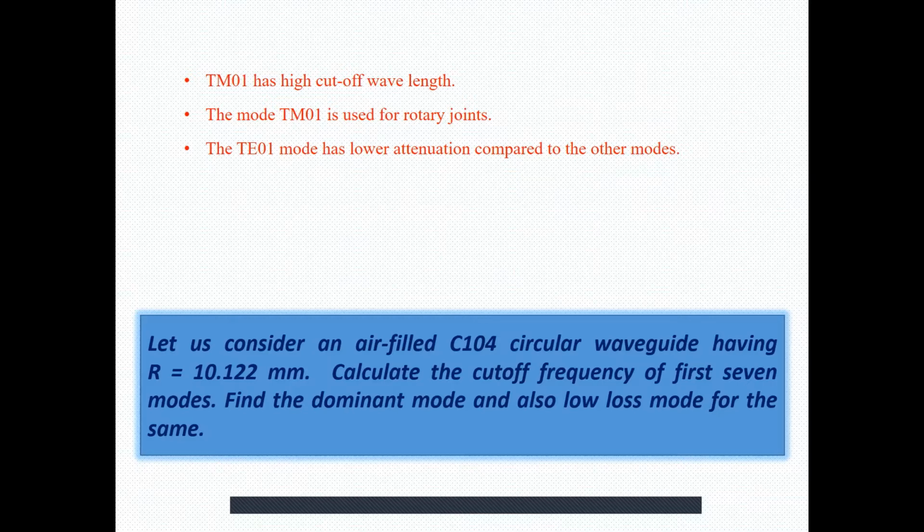Now we will design a circular waveguide, and we are taking an example for the design of the circular waveguide. Here we are considering an air-filled C104 circular waveguide, and the configuration of the C104 waveguide is that it has a radius of 10.122 millimeters. First we will calculate the cutoff frequency, and we will also see the first 7 modes and find the dominant mode, and also see the low loss mode for the same.